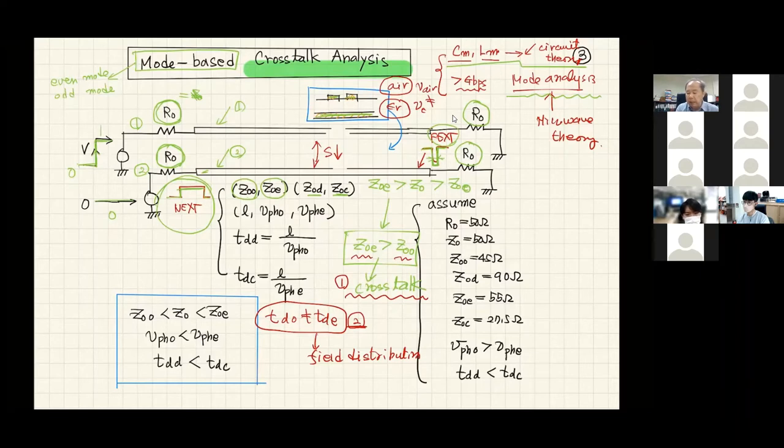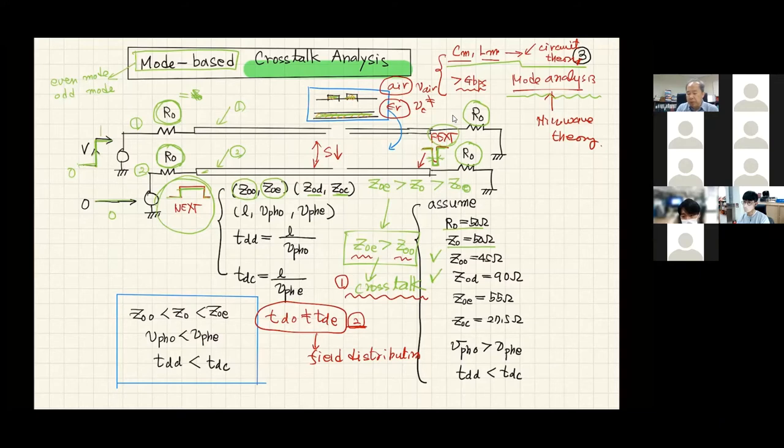And later, for the case of numerical calculations, I'm gonna assume that this termination impedance is 50 ohm, characteristic single line characteristic impedance is 50 ohm. Meanwhile, odd mode impedance is 45 ohm. Because of that, differential mode impedance of coupled transmission line will be 90 ohm.